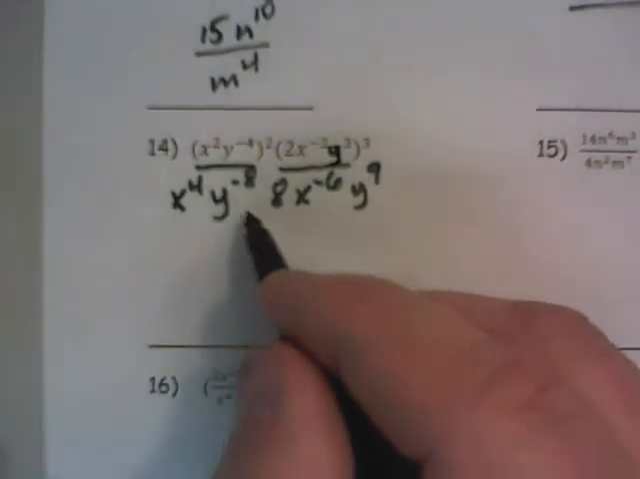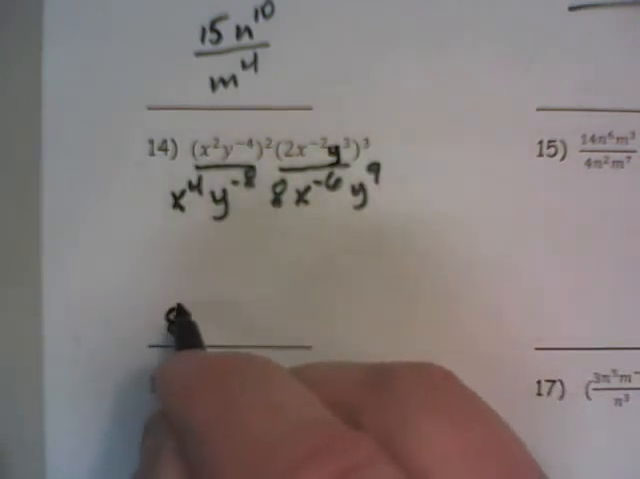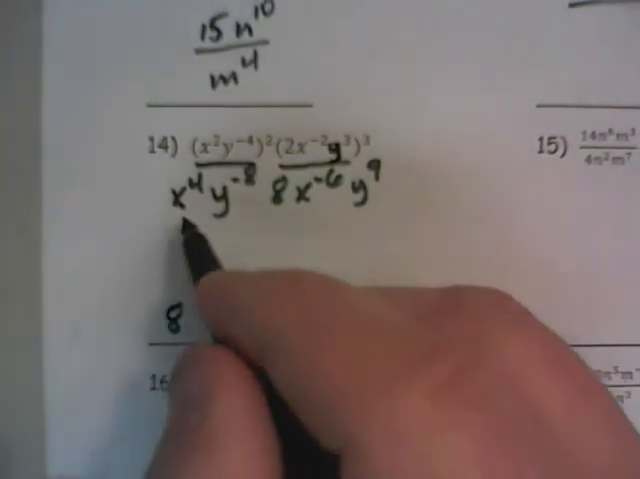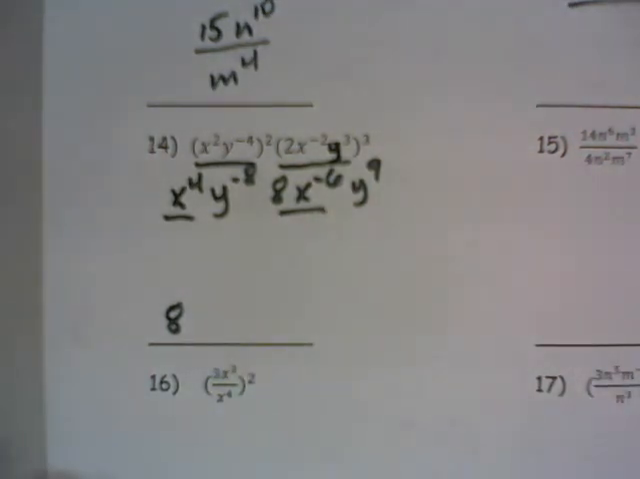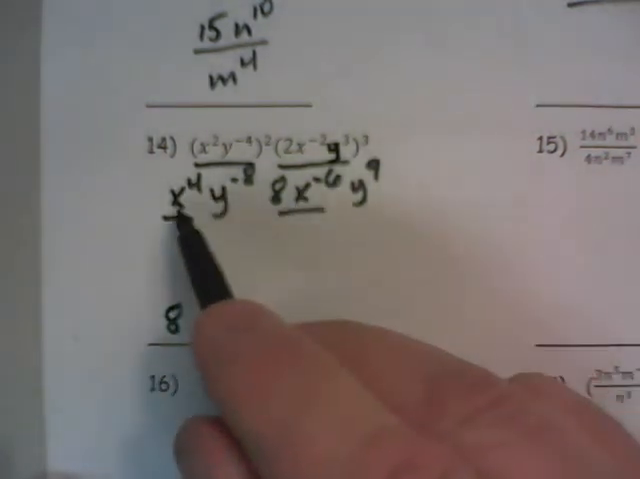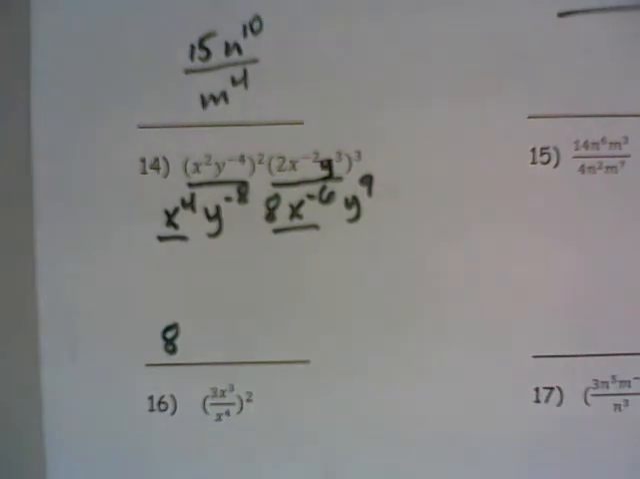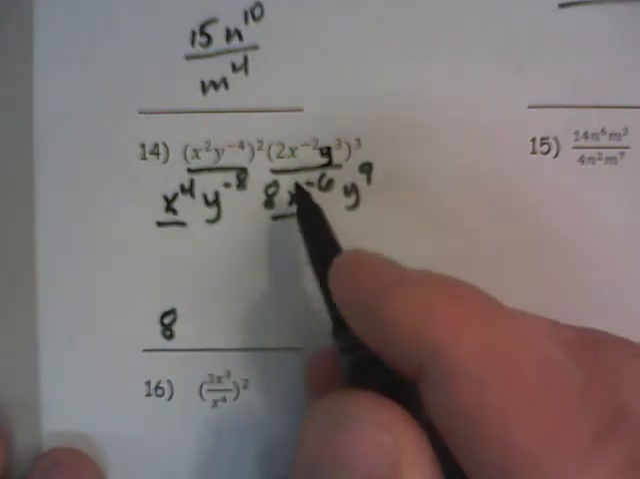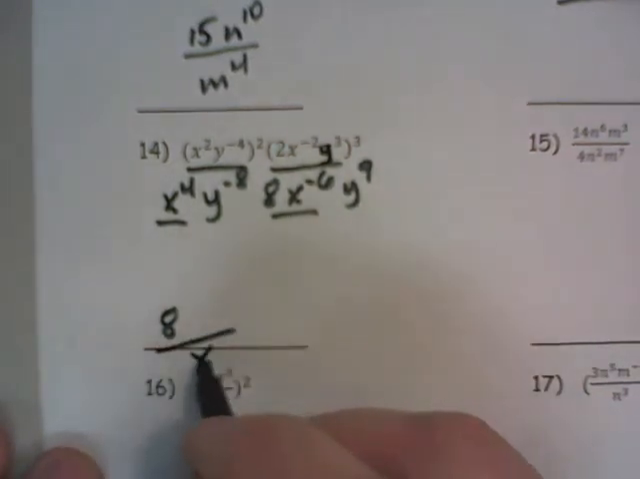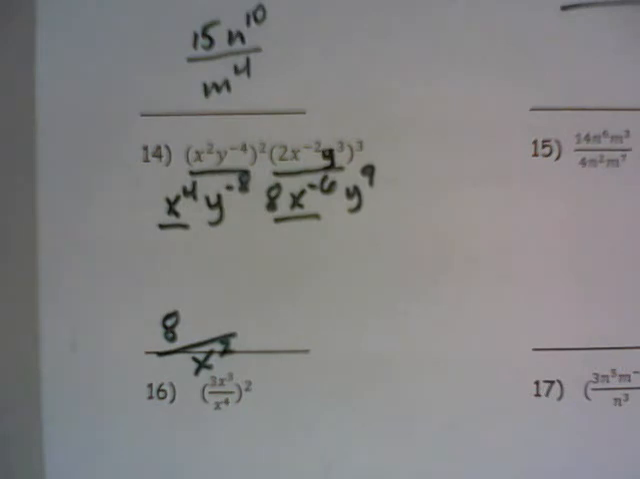But I can do more here. I can simplify this more. I can't do anything with the 8, so that's going to stay an 8. But I can take x to the 4th times x to the negative 2nd. Well, when I add those exponents together, because they're like bases, I'm going to get x to the negative 2nd. I'm going to put that on the bottom because it's a negative exponent.